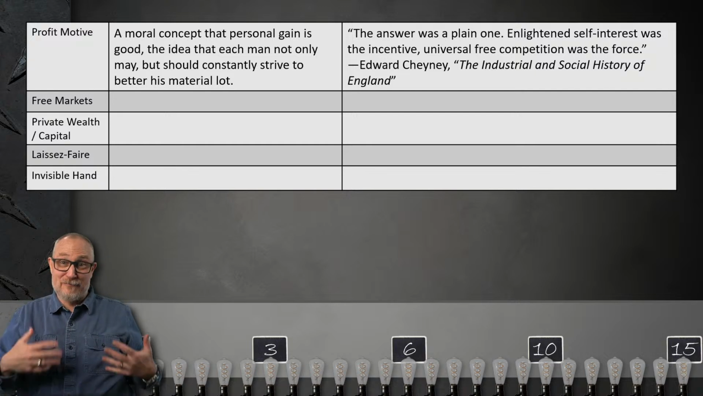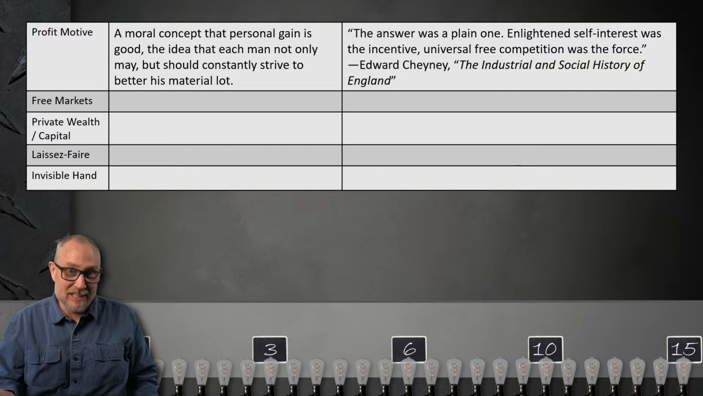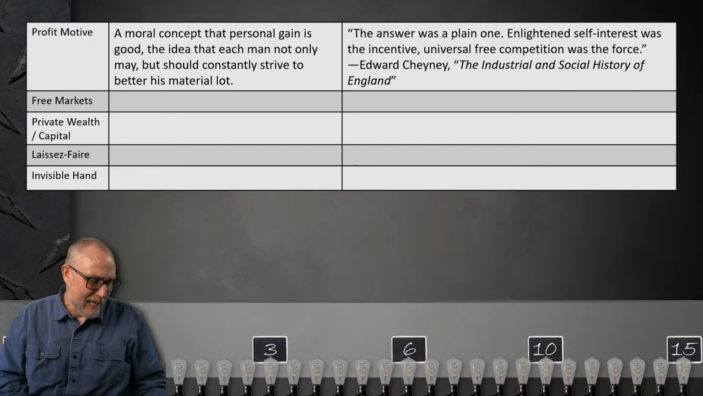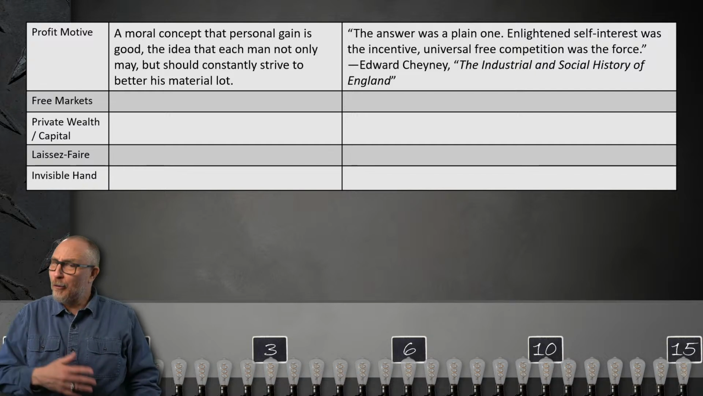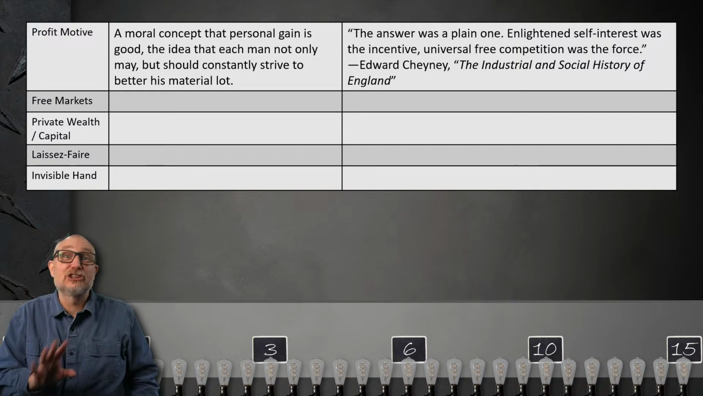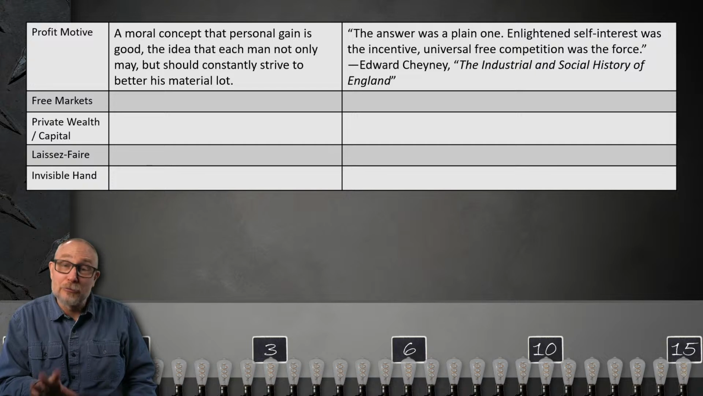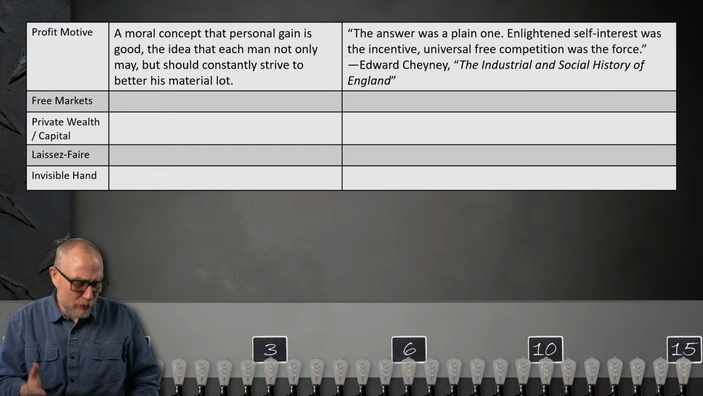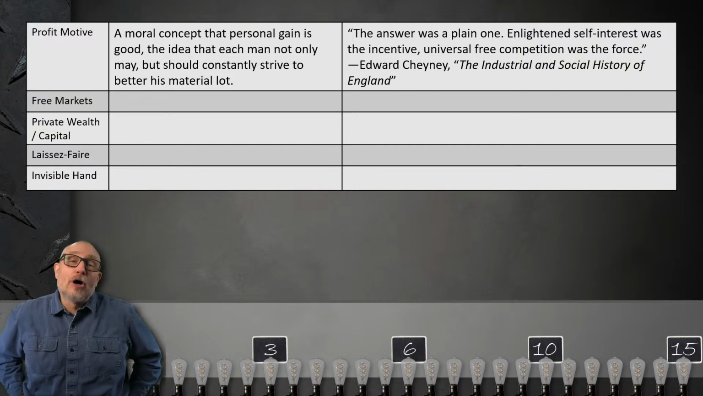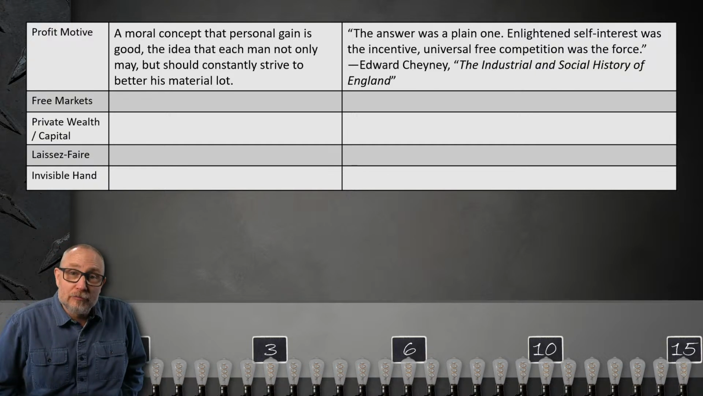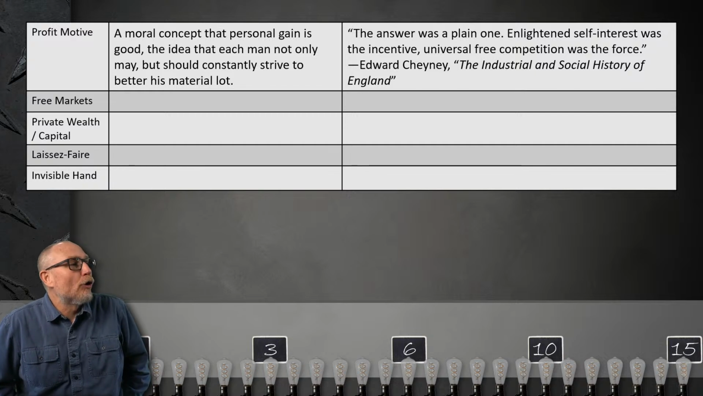Or we can't force them, enslave them, indentured servitude, that sort of thing. If we can't force people to do what we need them to do, how are we going to get them to do anything, especially the dirty jobs? Remember, this was a while back. And the answer was, people are all driven by the profit motive. It's a moral concept that personal gain is good.